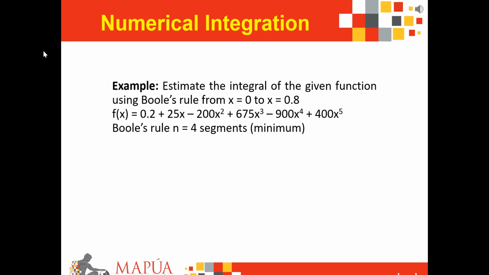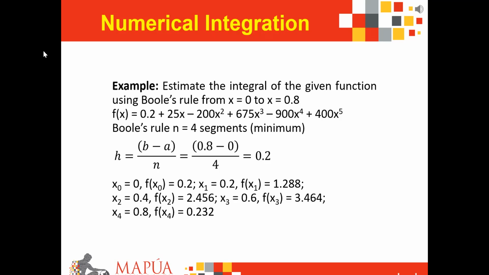At a minimum of 4 segments, your step size would then be equivalent to 0.2. Therefore, the important values of x, starting from the lower limit value 0 all the way to your upper limit value 0.8, would eventually be x0 equal to 0, x1 equal to 0.2, x2 equal to 0.4, x3 equal to 0.6, and x4 equal to 0.8.